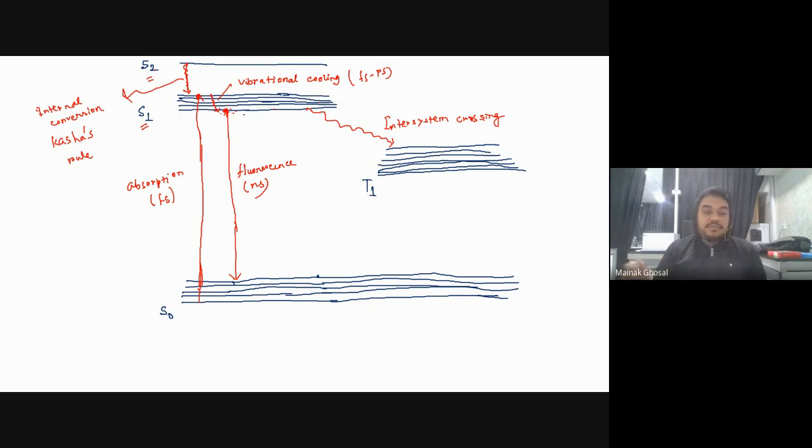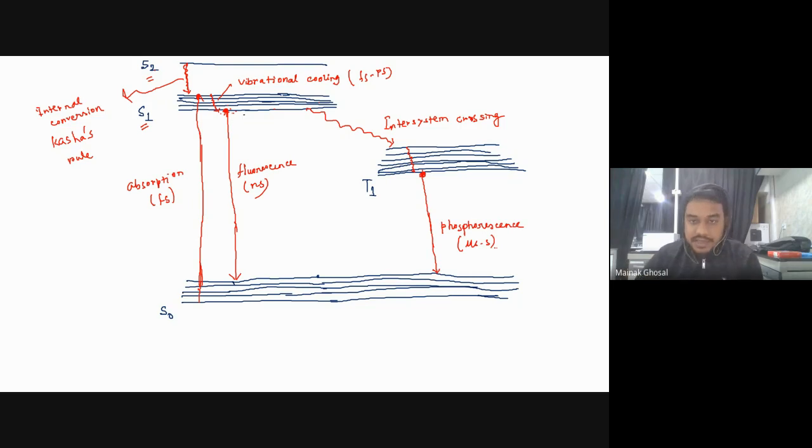From this T1, there is some vibrational cooling here, and from here it can come back to the ground state radiatively. This is known as phosphorescence. It happens in the microsecond to second scale. Phosphorescence happens from the T1 state to the S0 state. These are the different photophysical processes involved whenever a molecule is in the excited state.